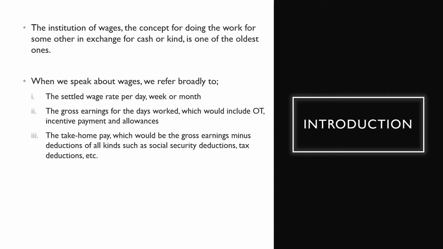And there is another part also. Sometimes we get it in the form of salary. The difference is also there. So when we talk about wages in such aspects, we can think of wages in various forms. It can be a negotiated or contracted wage rate per day or week or month, or it can be gross earnings for the day's work, which might also include your overtime, your incentive payments, and your allowances.